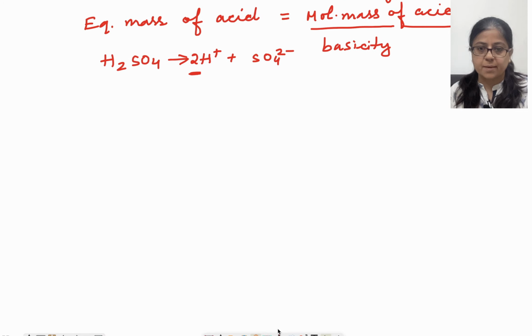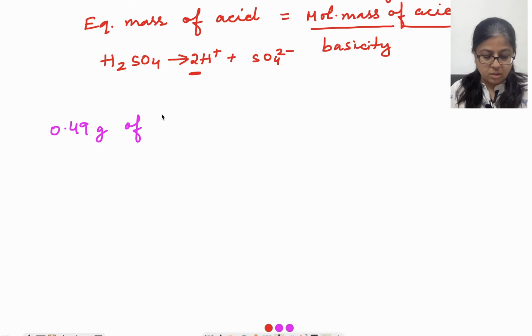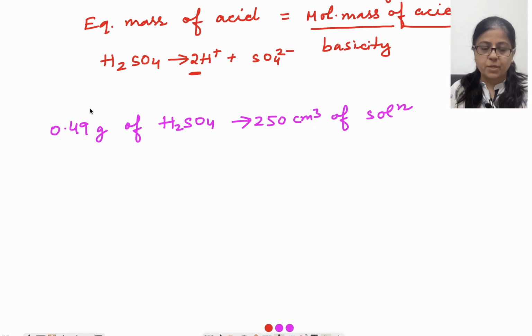Let us discuss one example here. Suppose we are given 0.49 gram of sulfuric acid, H2SO4, which is dissolved in 250 centimeter cube of the solution. Then calculate the normality of the solution. How will you calculate the normality of the solution?